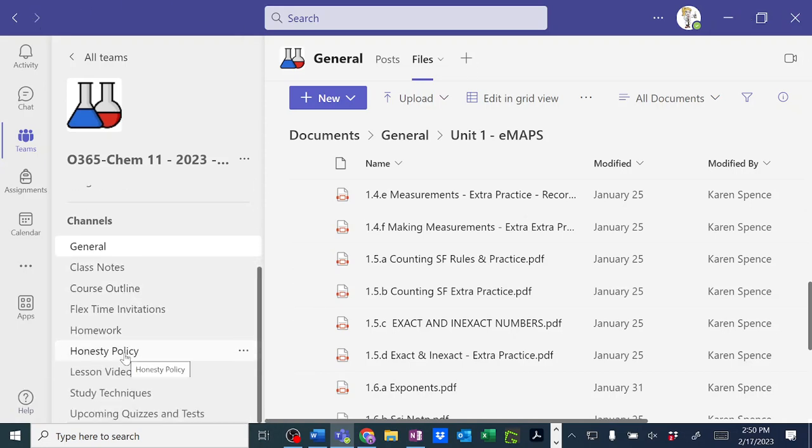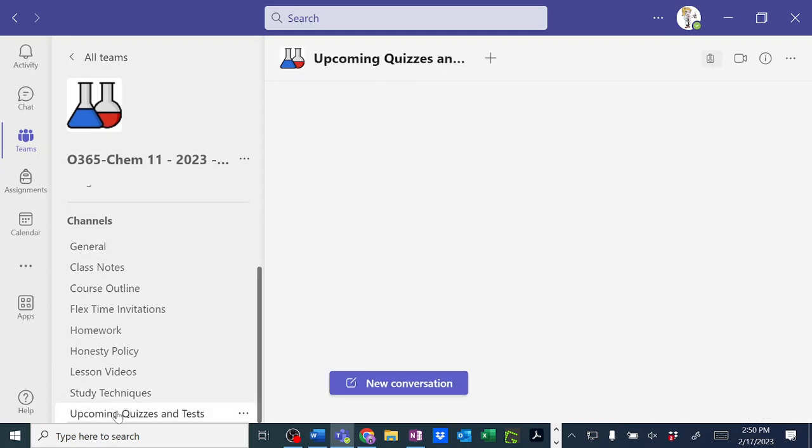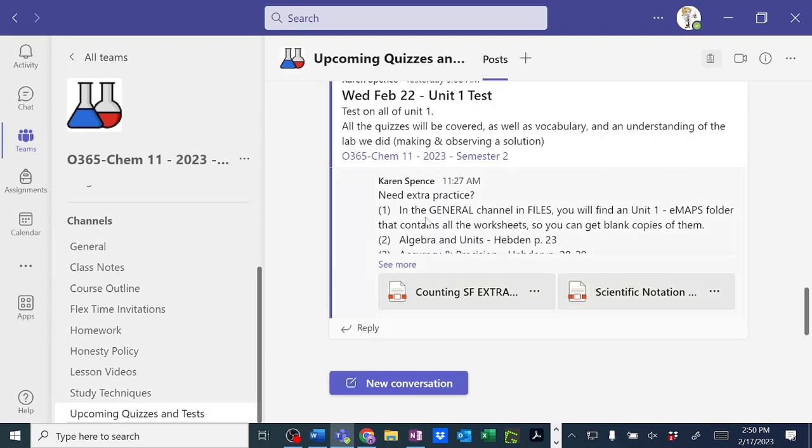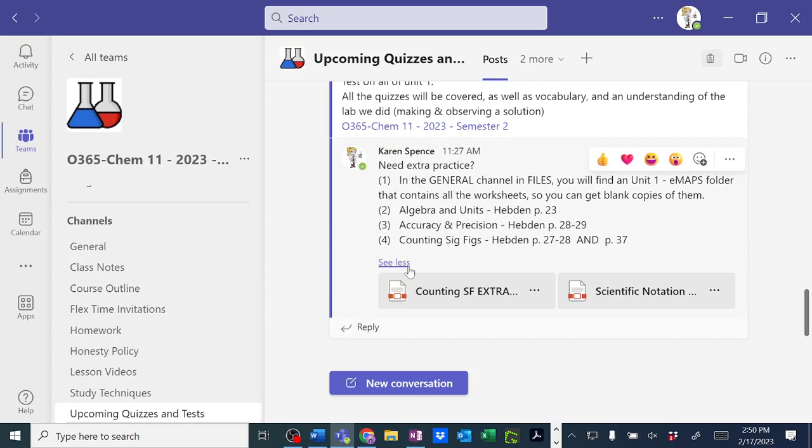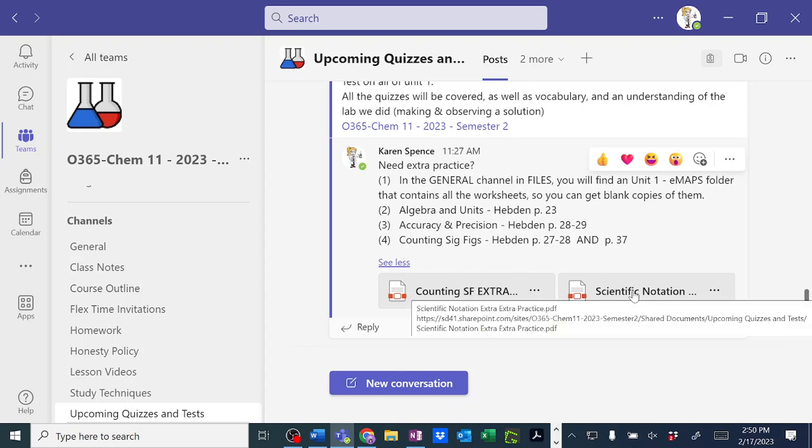And the other thing I've also put up is some reference pages in Hebden. So that's the book that you signed out. If you were away on the day that we signed out Hebden, which is like the extra workbook, come and see me, we can get you a copy. And then I attached the extra practice for scientific notation and counting sig figs. And I'll also put up the answer keys for the quizzes here.